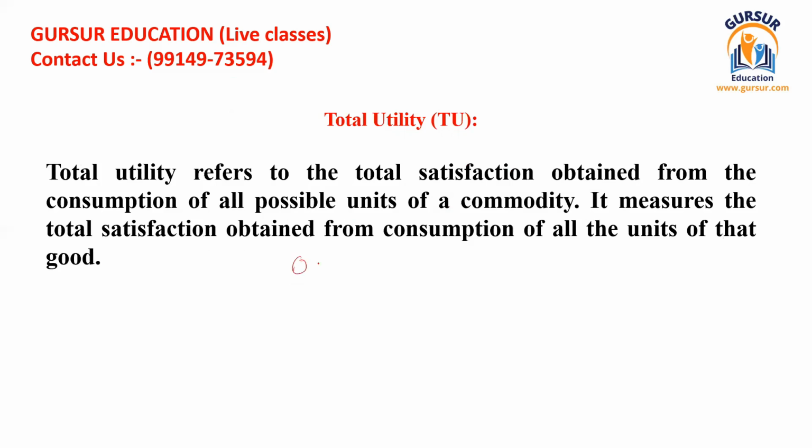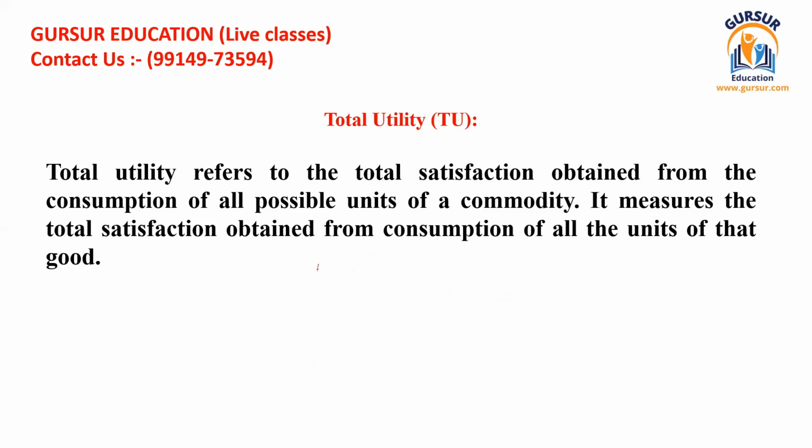after eating one slice you get satisfaction, then from the second slice you get satisfaction, from third, fourth, fifth, and so on, till you feel that it's enough for me and I should not eat further. So the total satisfaction you get from consuming all those slices is known as total utility. So total utility refers to total satisfaction obtained from consumption of all possible units of a commodity. I hope you would have understood this by now.